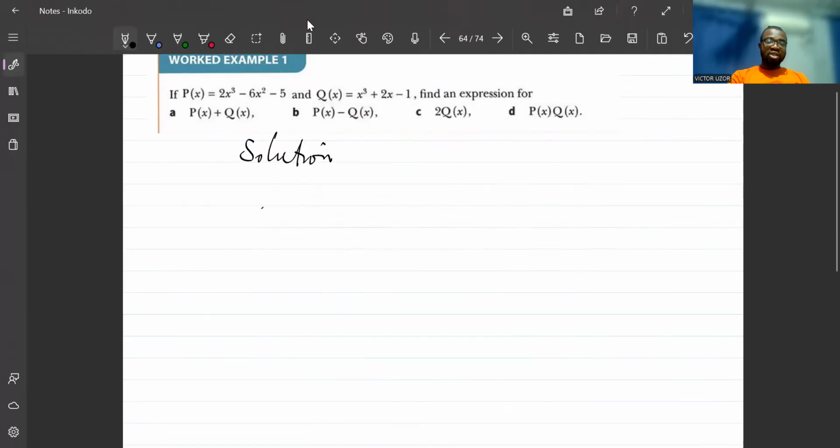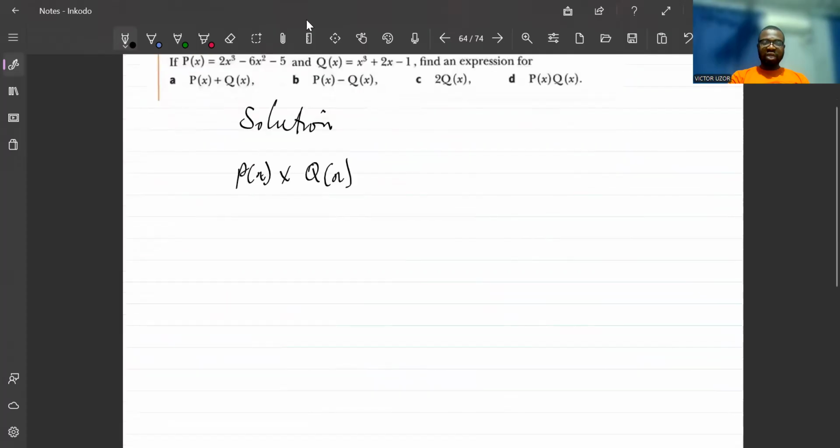You are just expanding 3 things there. So we have P of x multiplied by Q of x. So all you need to do is write it down. You already know that your P of x is 2x cubed minus 6x squared minus 5, so this will be in the bracket. And Q of x is x cubed plus 2x minus 1.